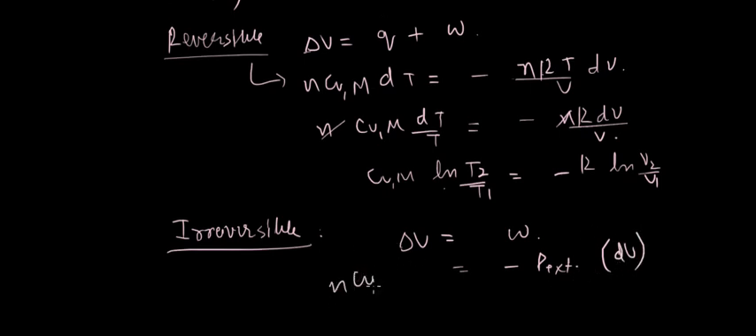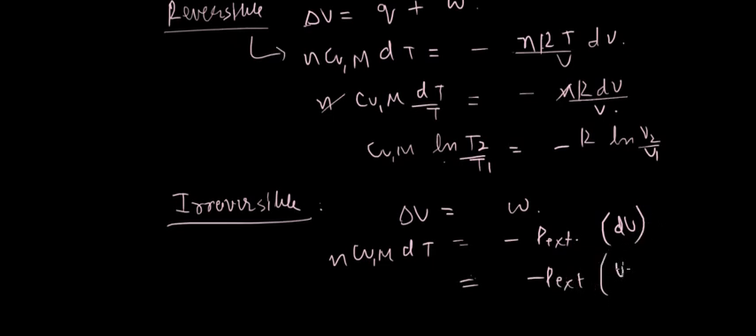So this would be n Cv,m dT. So when we integrate it, this would be nothing but minus p external (V2 minus V1), and this would be n Cv,m dT. Now let's have a look here: how do we compare these two terms?